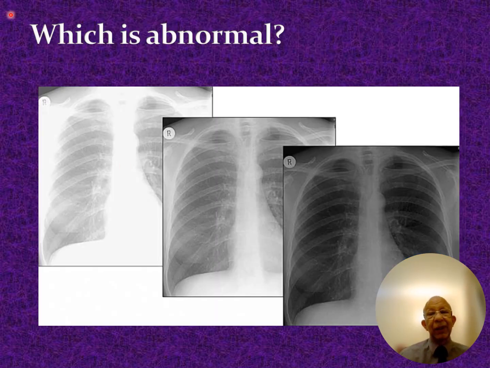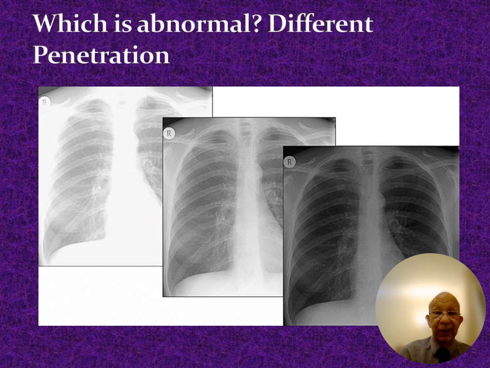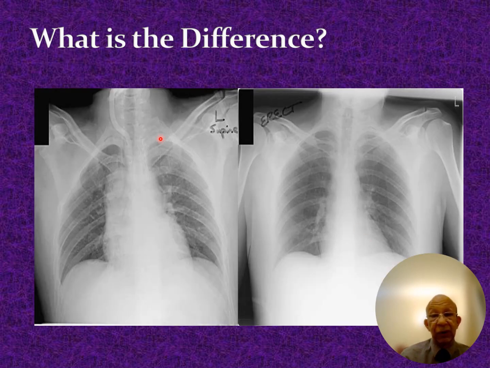Now let's look here. These are 3 films, and one is inclined to say this is abnormal, this is okay, maybe this is okay. As a matter of fact, these are all of the same patient at the same time. It's just a difference in penetration. The difference in penetration is giving you a more white or a more black film. So be aware of these technical differences that will change the way the X-ray looks, whether black or white.